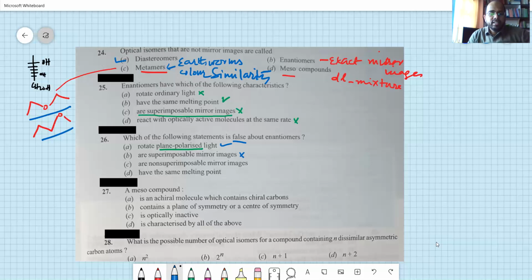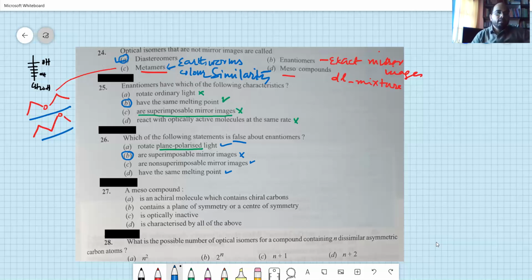And they are non-superimposable, right? And this also has the same melting point. These three things are right. So the right answer is B. Here the right answer is also B. Here the right answer is A.